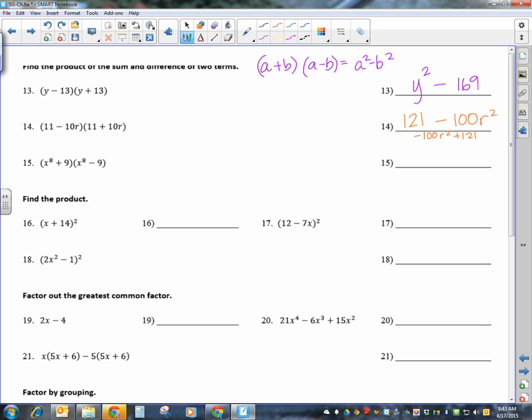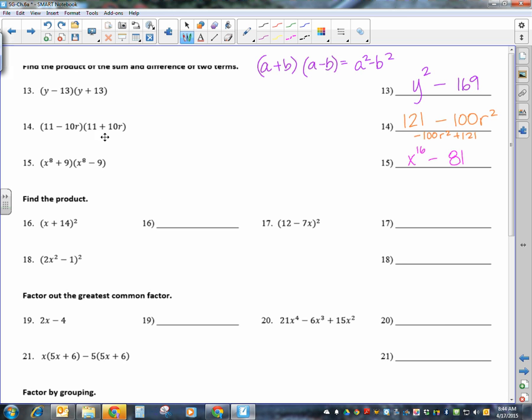Okay, next problem. X to the 8th minus 9, x to the 8th plus 9. So x to the 8th, if I have 8 and I have 8 again, then now I have 16. So it's x to the 16th, and then 9, it's always minus, and 9 squared is 81. So that's what you have.